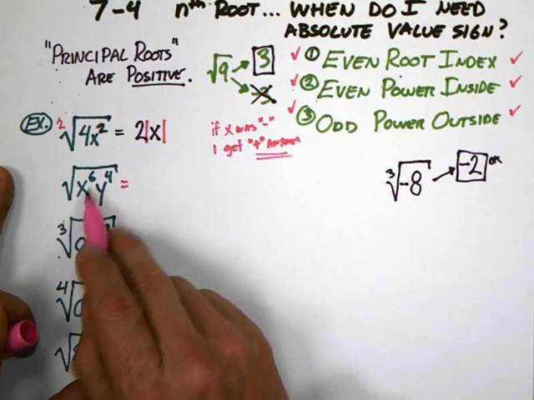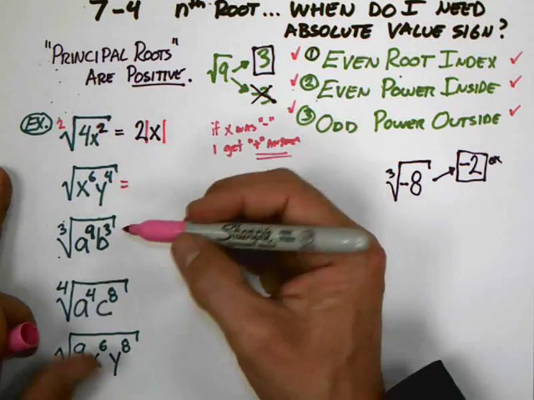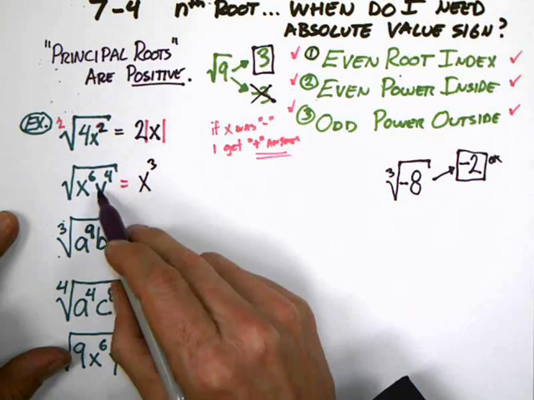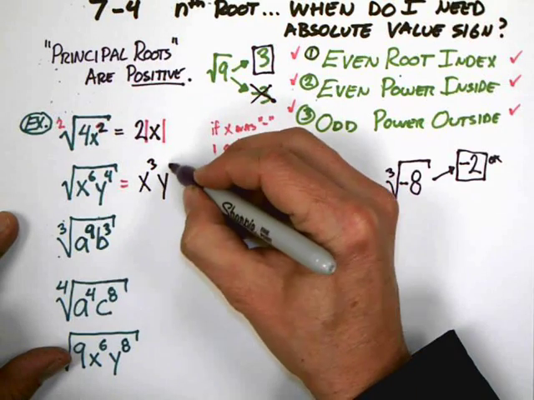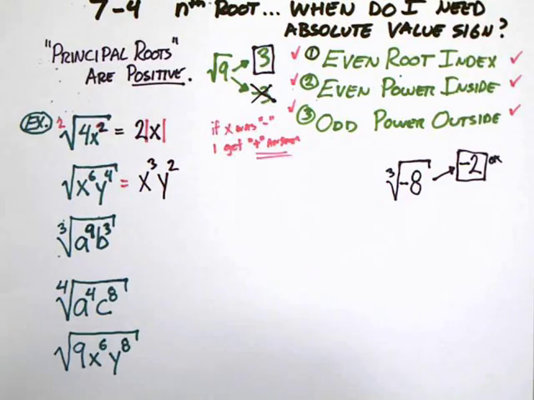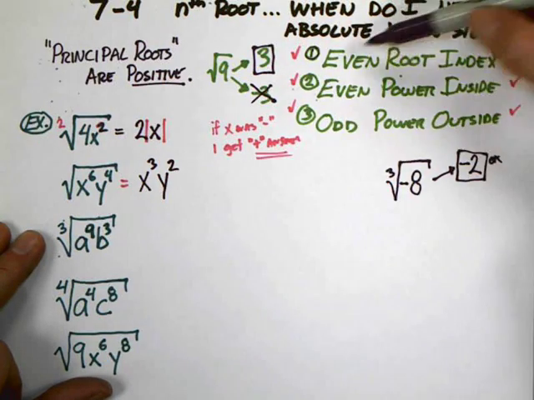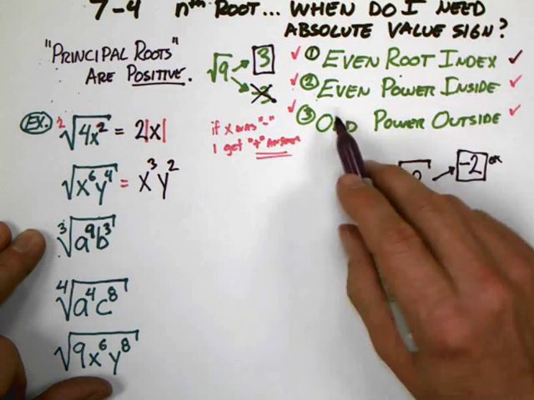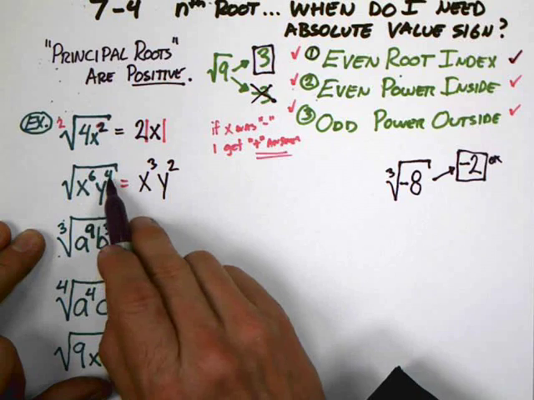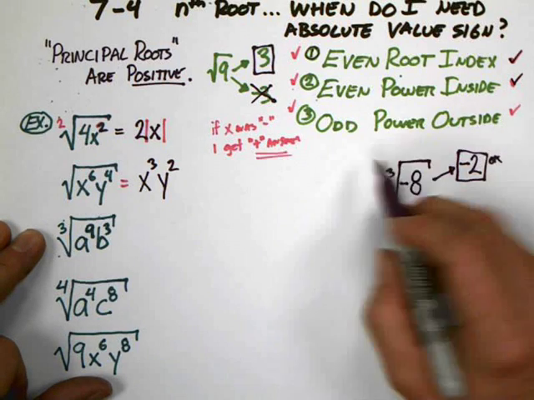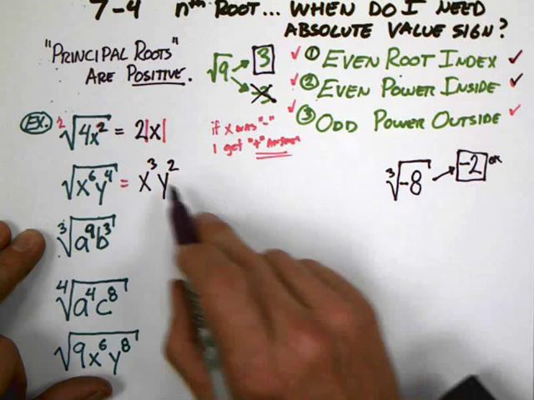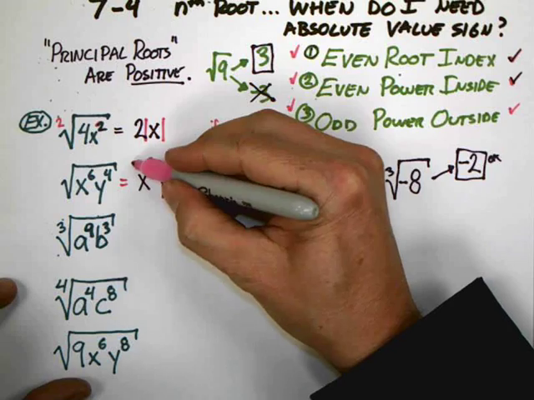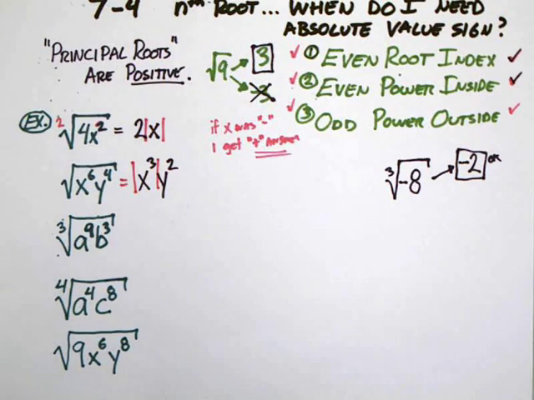So let's try this one. I have the square root of x to the 6. So 6 divided by 2 is 3. So this would turn into x to the 3rd. And y to the 4th divided by 2 is going to be y squared. So let's see. Do I need absolute values for this one right here? Well, do I have an even root index? Index is 2. So yes, I do. Do I have an even power inside? Well, 6 and 4 are both even. Yes, I do. Do I have an odd power outside? Well, that one's not odd, but that one is. So I'm going to put absolute value signs around that one.